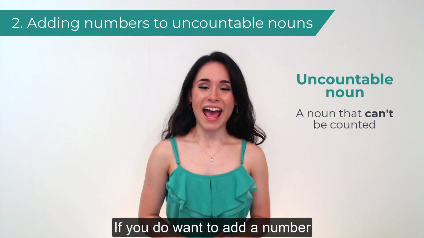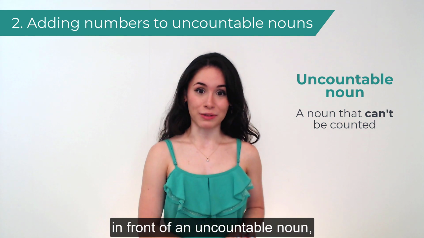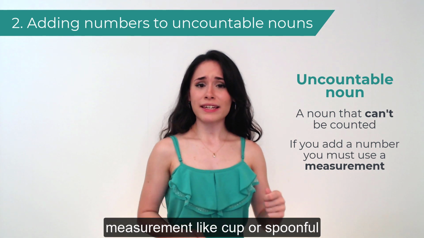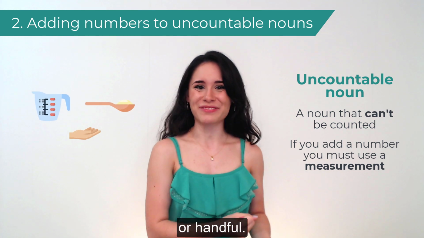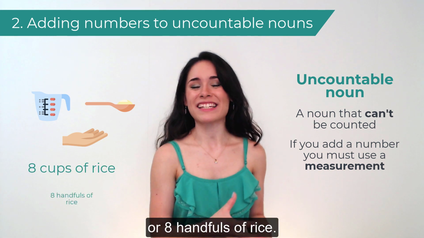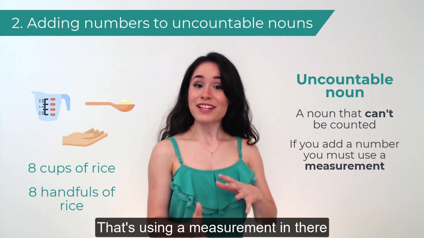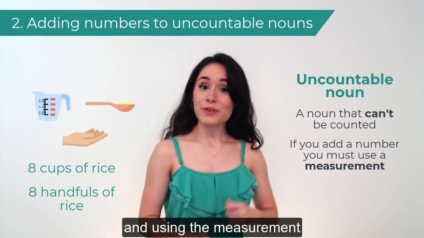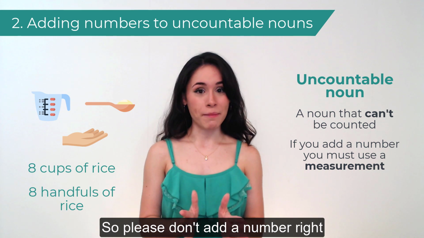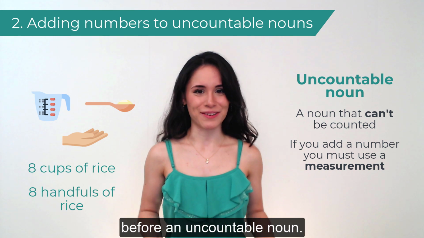If you do want to add a number in front of an uncountable noun, you need to use some form of measurement, like cup or spoonful or handful. So I could say 8 cups of rice or 8 handfuls of rice. That's using a measurement in there, and using the measurement makes it make sense. So please don't add a number right before an uncountable noun.